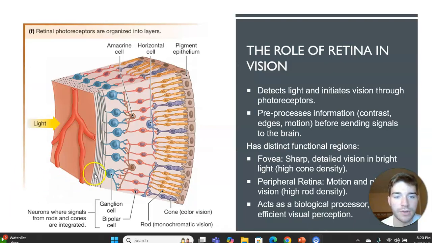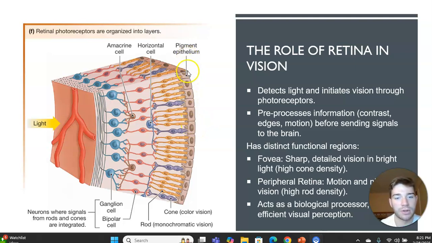The role of the retina in vision. The role of the retina is to take the light signal that comes in from our eyes and convert it into something that the brain can understand. As you can see on the diagram on the left, this is just the retina, and it has multiple cells, each doing a different job. And I'm going to go cell by cell and explain what each one of these cells does.